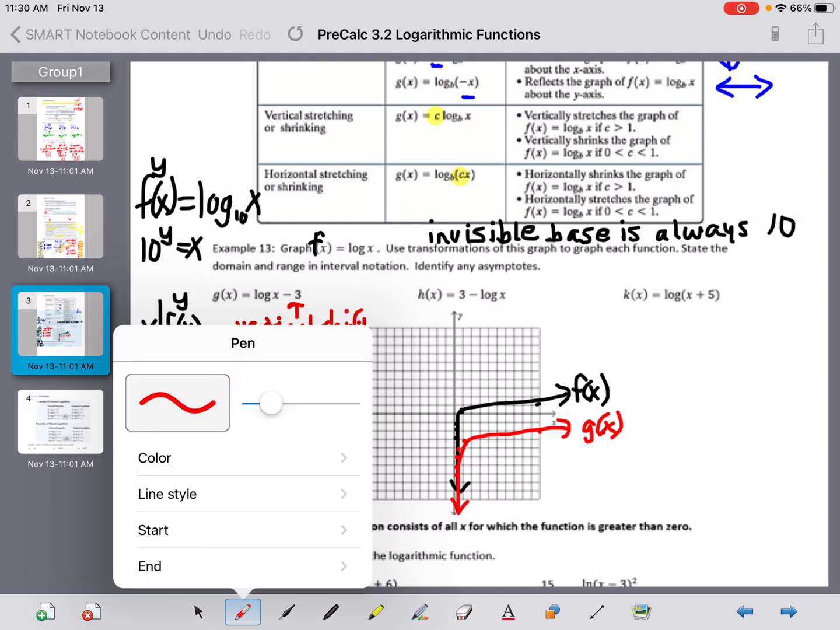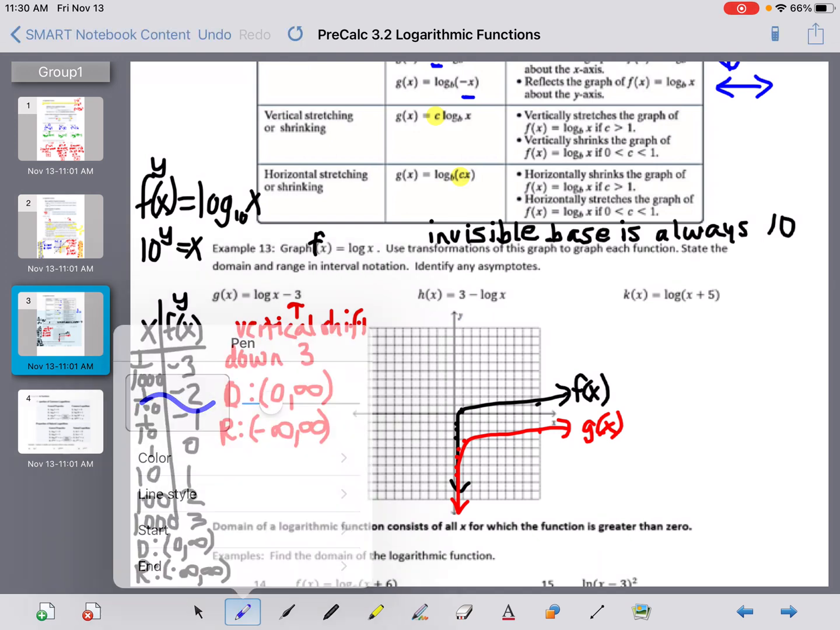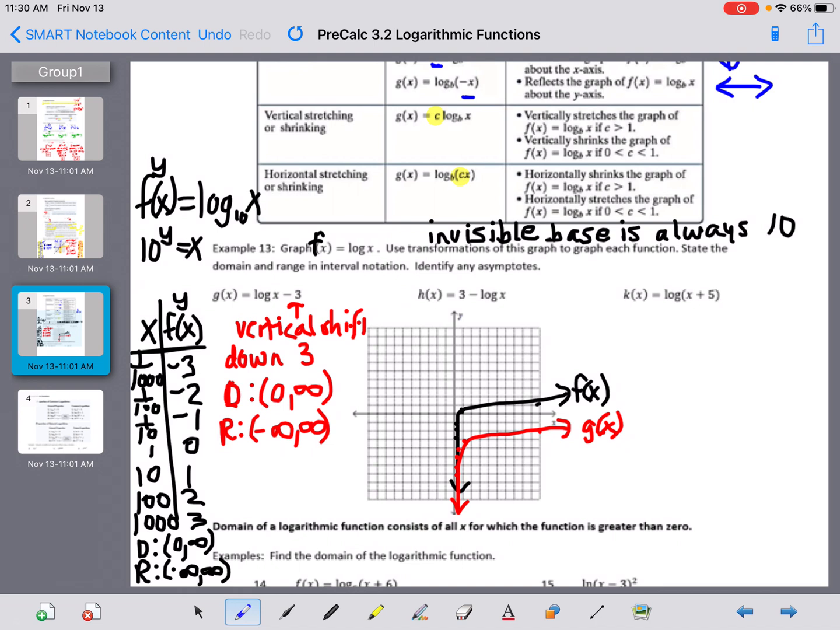h of x is kind of written in a funny form. Let's rewrite it. I don't like that 3 hanging out front. That's not where I like my constants. I like them at the end. So don't be afraid to send it to the end. Now, the negative doesn't belong there. So the negative I'm leaving out front, log of x. And then that's a positive 3, so I just put a plus 3 here.